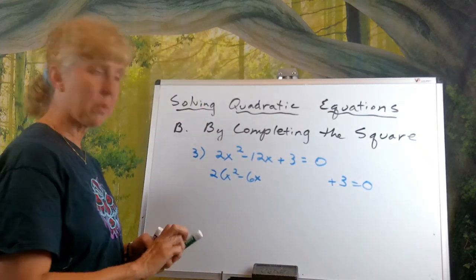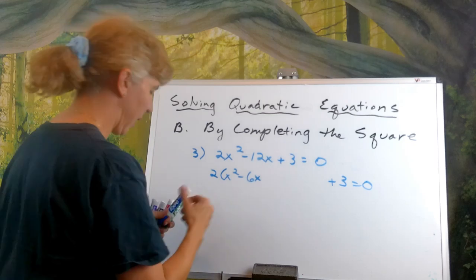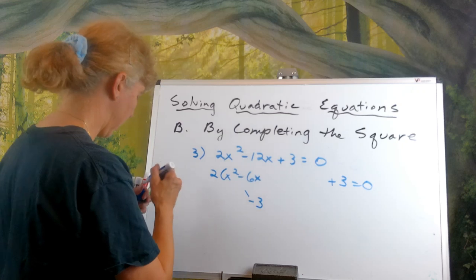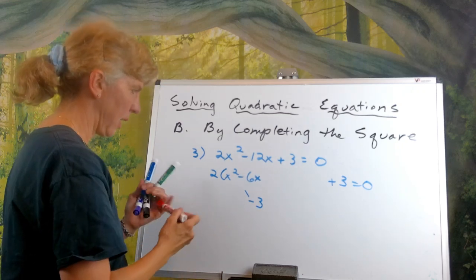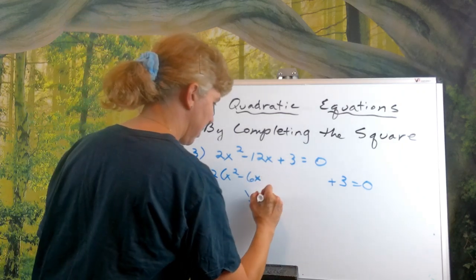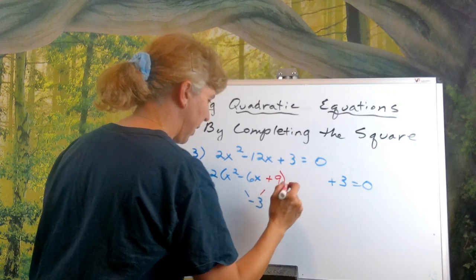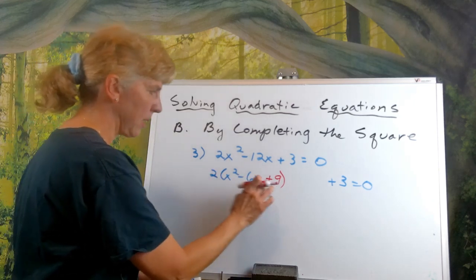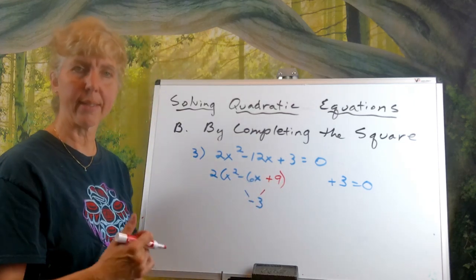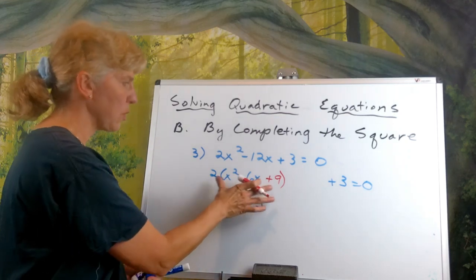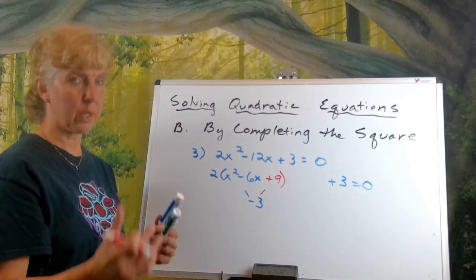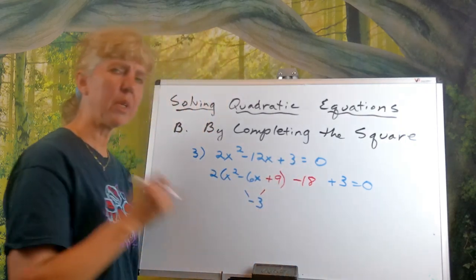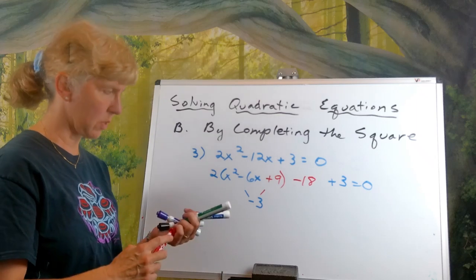Okay, now I'm going to proceed just like before, so I'm going to half this, and square it. So the number I'm going to add is plus 9. Except I didn't add 9 to the equation. I added 2 times 9. I added 18. So in order to keep my equation equaling 0, I'm going to subtract off 18. That's probably the number one mistake that students make.